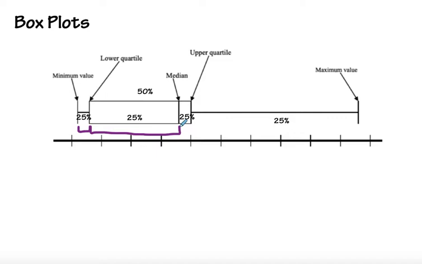Now, if you recall, the median is the middle. So we are now in the middle of our number set. Okay, and then the next 25% is from the median to the upper quartile. And then the remaining 25% is from the upper quartile to the maximum range. Now, this box is very important because the box itself holds 50% of your data.